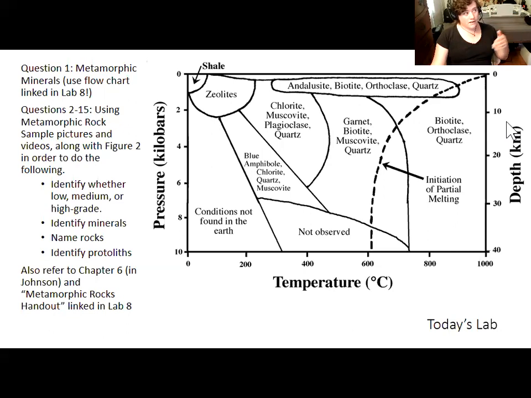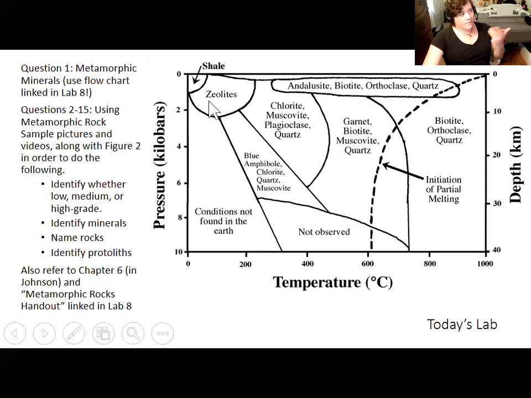Some of the exercises involve naming the rock based on the minerals present, and a few ask about identifying the protolith, or the rock they came from. This is figure 2, which you'll want to refer to, because what a diagram like this tells you is that metamorphic rocks with these minerals present together form at a given range of temperatures and pressures.